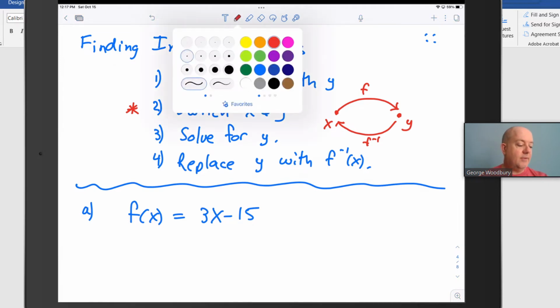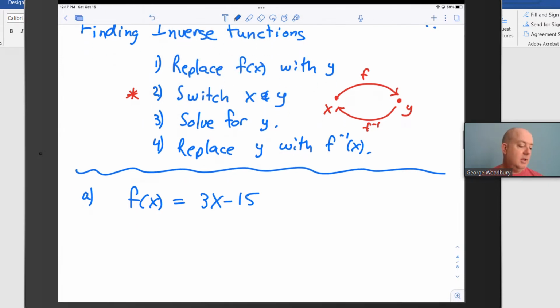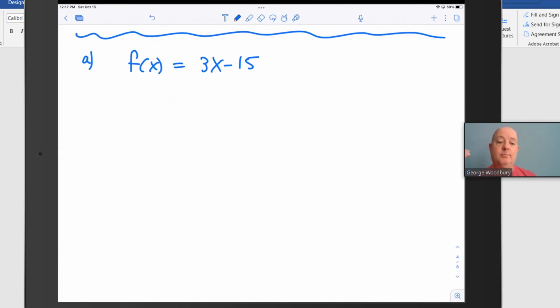For the first function, we have f of x equals 3x minus 15. Now, if we think about this a little bit, we're taking an input, we're tripling it, and then we're subtracting 15. We're going to see that when we find the inverse, it's going to do the opposite or reverse operations in the reverse order. So instead of times 3 and then subtracting 15, if we go in the opposite direction, we're going to add 15 first, and then we're going to divide by 3 second. Let's see if that actually works.